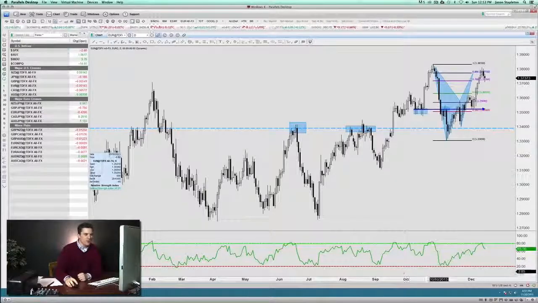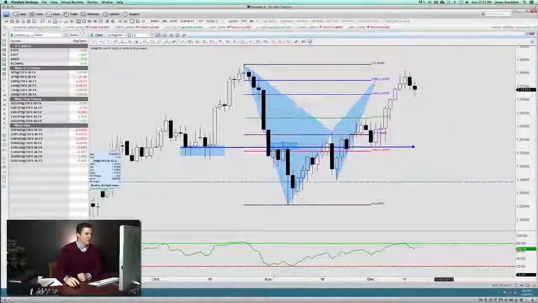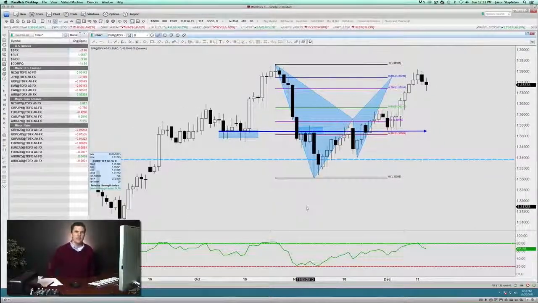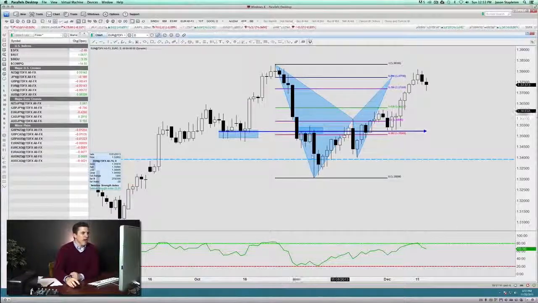So let's go ahead and just kick it in here on the euro dollar. I'm also recording this on a different software this time, so we're going to see if that improves the quality of the video at all, or allows me to do anything new with it. But if you remember last week, we talked about the bat pattern that was setting up on the euro dollar here, and that bat pattern, we actually ran up into that 886.